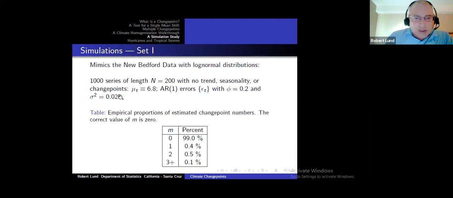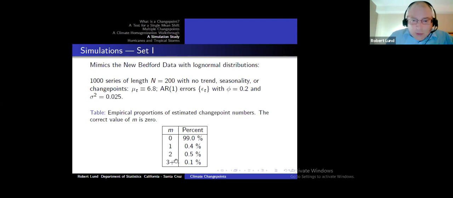What I did is set up a simulation experiment and generate 1,000 series of length 200. I set all the specifications to those of the New Bedford data: correlation from year to year 0.2, log mean 6.8. Then I ran MDL on each and every one of these 1,000 series, and here's what came back. We were asking about errors. The right answer is that there are no change points in this series. This is a control run. In 990 of the 1,000 runs, MDL gave me the right answer. In 4 out of the 1,000, it gave me the erroneous answer that there's one change point.